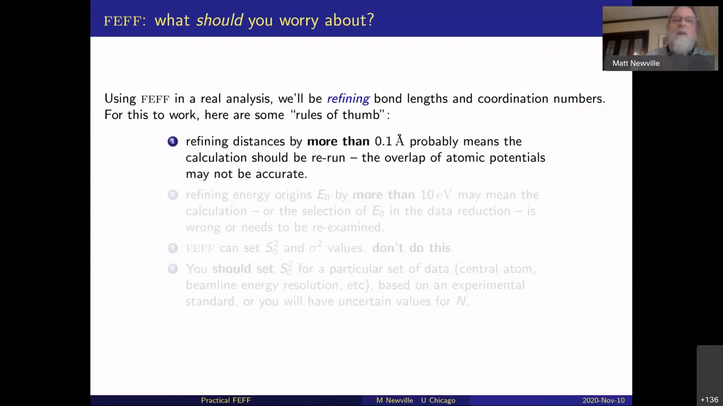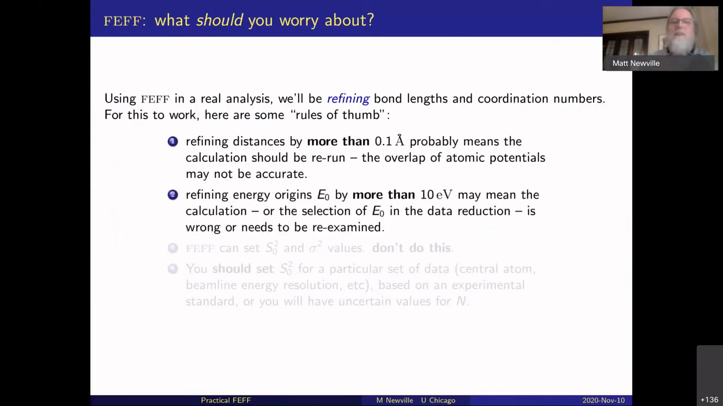So here's some practical guide, rules of thumb. If you're refining distances and they move by more than 1/10 of an angstrom, you should look into that. It might be that you want to rerun the calculation because the overlap of the atomic potentials may start to get inaccurate if the distance is more than 1/10 of an angstrom. Usually we're talking about refinements that are a few hundredths of an angstrom. So when you hit 1/10, that's a pretty big change.